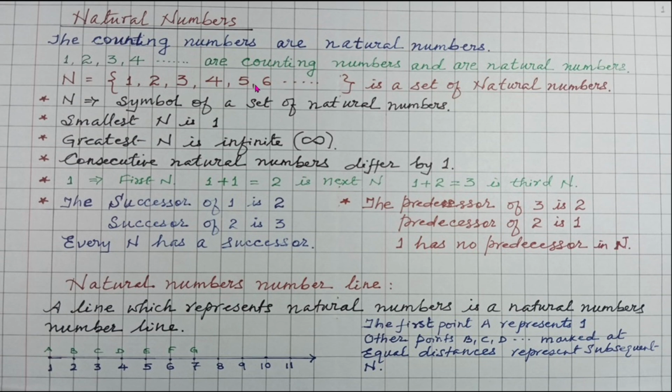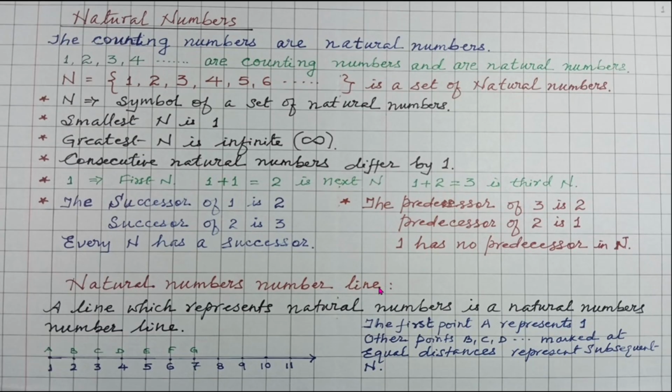So also the predecessor of 3 is 2 because 2 is 1 less than 3. The predecessor of 2 is 1 because 1 is 1 less than 2. But there is no predecessor for 1 in a set of natural numbers. So every natural number has a successor, but every natural number does not have a predecessor because 1 does not have a predecessor. So please remember that. And all these numbers 1, 2, 3, 4, 5, 6 are called consecutive numbers because every number is 1 more than the previous number.